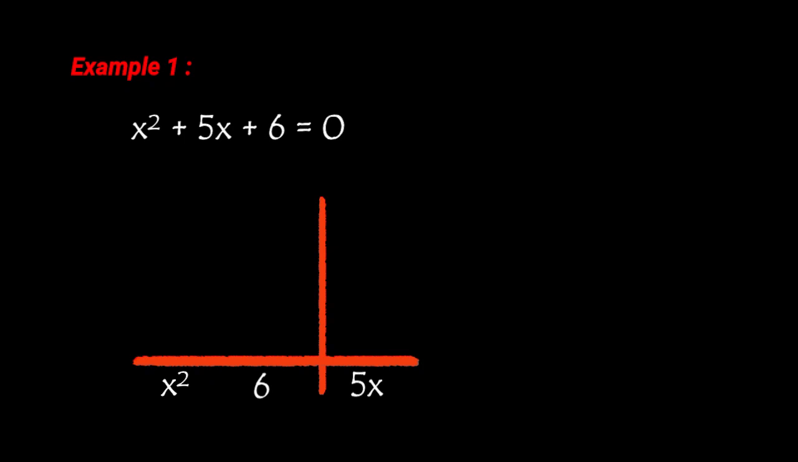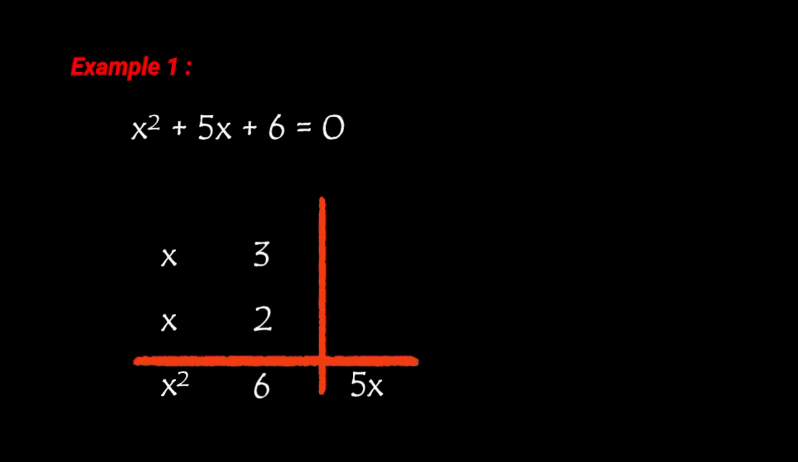Next, we have to take note. On the left-hand side of the table, going downwards is multiplication. And on the right-hand side, going downwards, it's addition. So for the first column, we have to find two terms that when multiplied together give us x squared. So they are x times x, which gives us x squared. In the second column, going downwards, we have to find two terms that when multiplied together give us positive 6, which are positive 3 and positive 2.